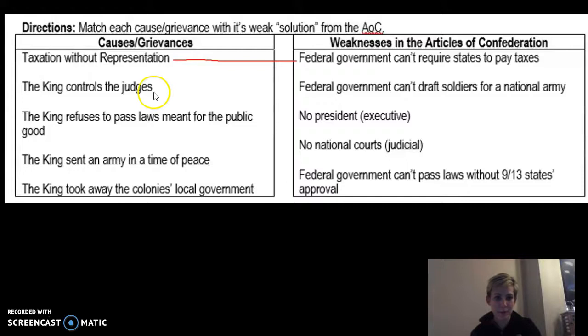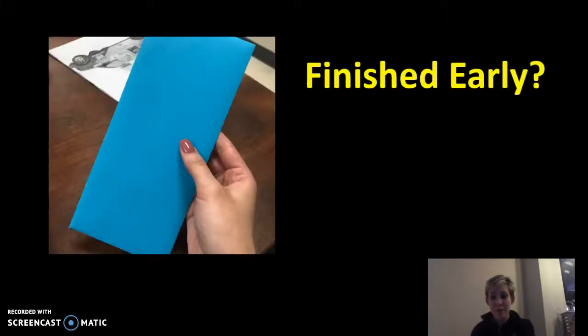Alright, so here's the first one. The cause or grievance is taxation without representation. The weak solution is that the federal government can't require states to pay taxes at all. So go ahead and pause and finish this now. Have extra time? Grab an envelope.